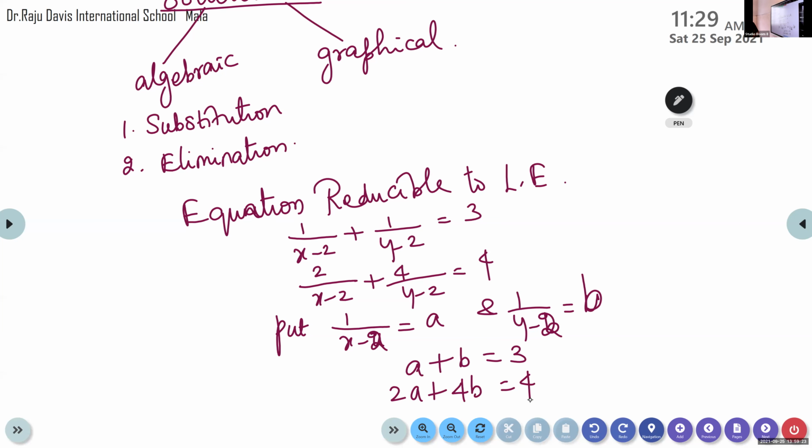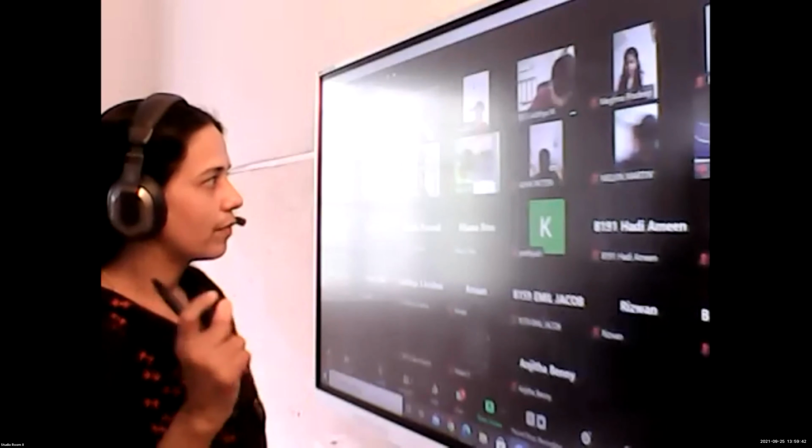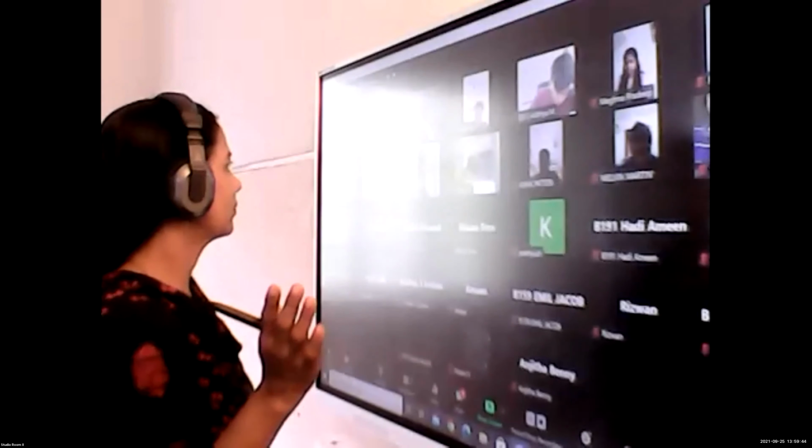So only this much concept is there in linear equations. Now we can go to the case study questions. After that, we can start doing the problems. Are you able to recall what you have learned up to this? This is what we learned in linear equations.